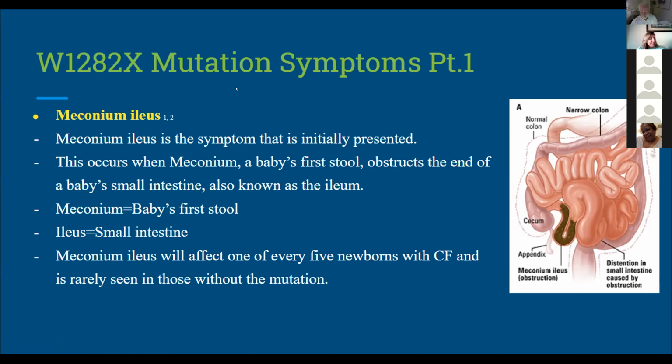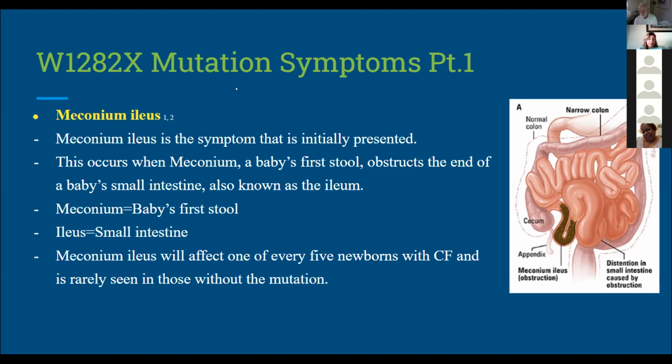As this is a more severe class mutation, the symptoms will be more severe. The most common symptoms associated with cystic fibrosis that occur with the W1282X mutation, one of them would be meconium ileus. The initial clinical presentation that diagnoses a cystic fibrosis patient with the W1282X mutation is meconium ileus.